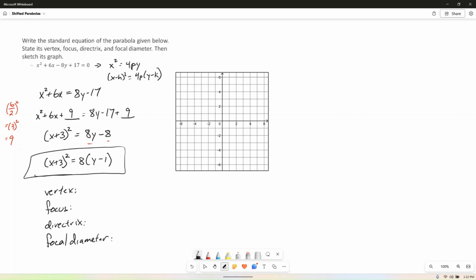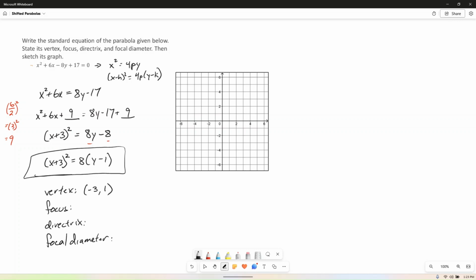Okay, so remember the vertex, that is our h and our k value. The h is the value that's in the parentheses with the x, and you flip the sign. So if it's a plus 3, it's going to be a minus 3. And the k value is the number with y. So since it's x plus 3, the vertex is going to have an x coordinate of a negative 3. And since it's y minus 1, the vertex has a positive 1.